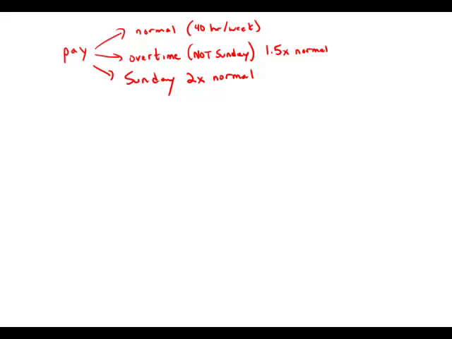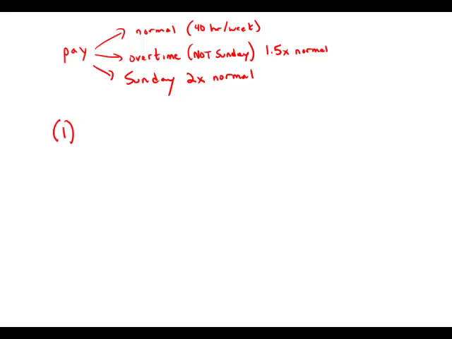An employee is paid 1.5 times the regular hourly rate for each hour worked in excess of 40 hours per week, excluding Sunday, and 2 times the regular hourly rate for each hour worked on Sunday. How much was the employee paid last week? So we want the total dollar amount that the employee earned last week.